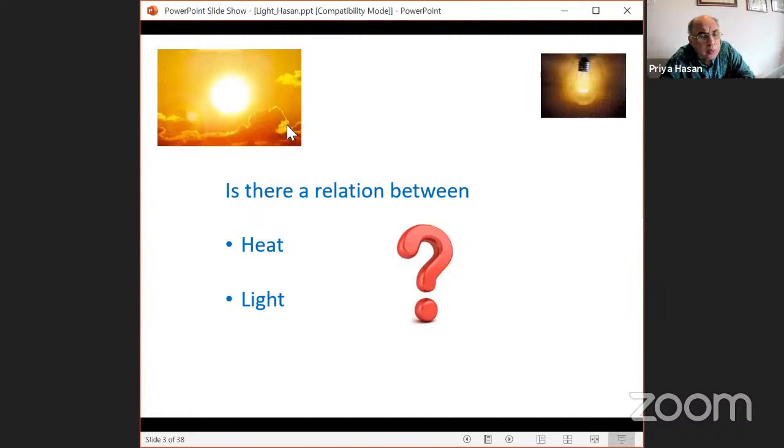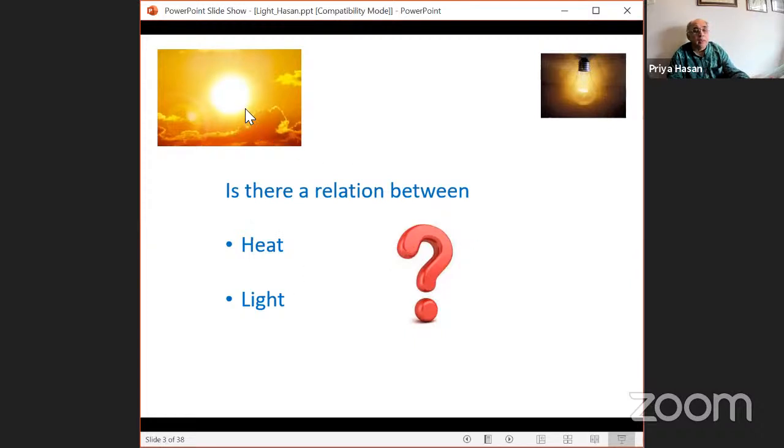So here we have two pictures. There could be many more. We have the sun, which is the source of light for Earth. And we have an electric bulb, which is the source of light when the sun sets. And in our homes, we have all kinds of incandescent bulbs or discharge tubes and so on, right? And the question is, is there a relation between heat and light?